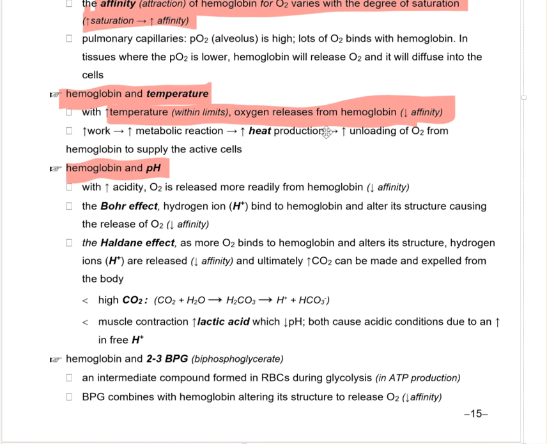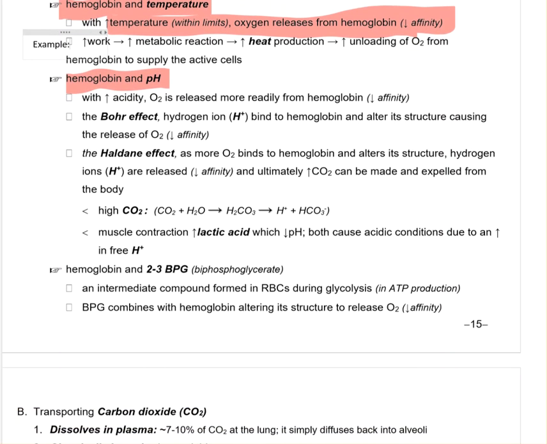If there's heat production at that muscle, then we want to unload a lot of oxygen because these cells are very active and working, and we want to get more oxygen to them. So this is a good thing. This example here is a good thing that would supply active cells like in our muscles. So it's interesting that temperature reduces affinity, meaning that oxygen wants to release from the hemoglobin.